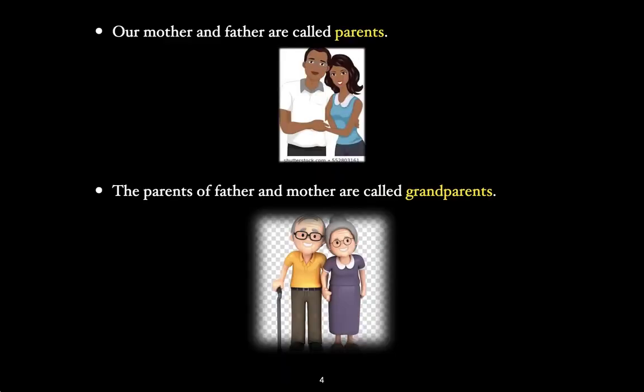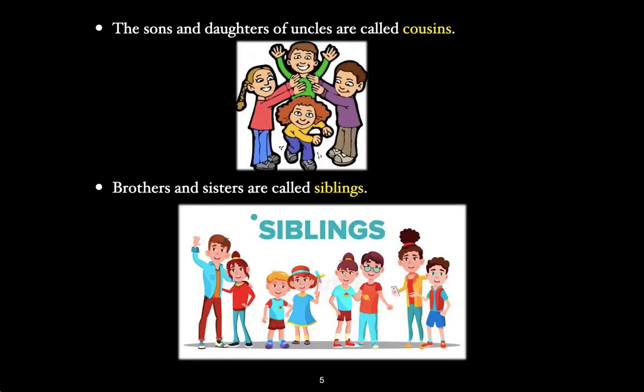Our mother and father are called parents. The parents of our father and mother are called grandparents. The sons and daughters of uncles are called cousins. And brothers and sisters are called siblings.